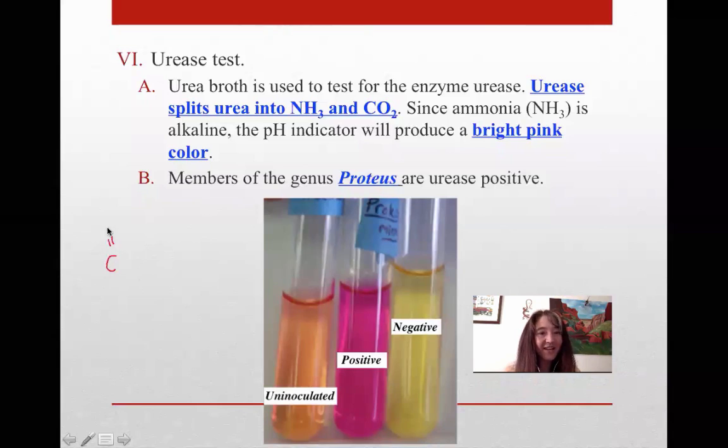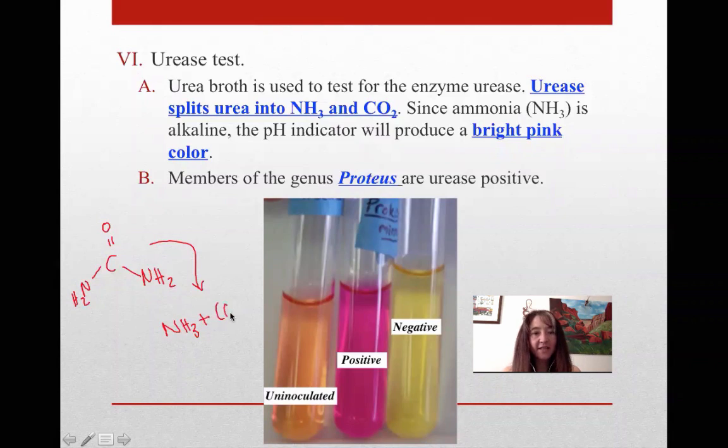So urea into ammonia and CO2. This is the enzyme urease. Now, that equation is totes not balanced, so go ahead and add that to your pre-lab. Balance this equation for me and just try your chemistry skills. Who says they never apply in the biological sciences?